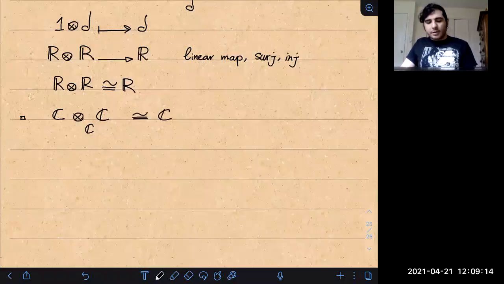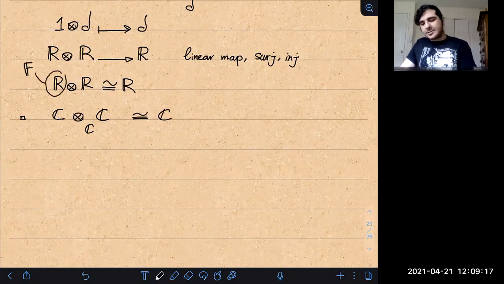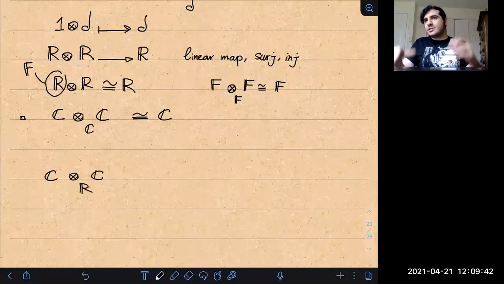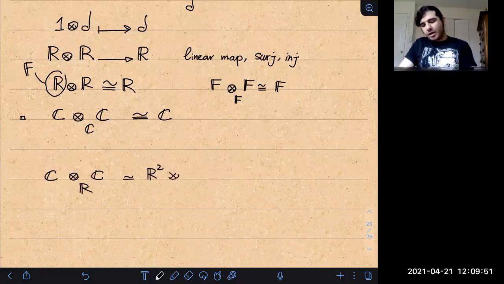Actually, R here played no role. It can be any field F. Moreover, any field F tensor F over the same field is isomorphic to itself. But the point is that we can also think about C as a vector space over R, right? C is just like R2. And C tensor C over R is the same as R2 tensor R2 over R.